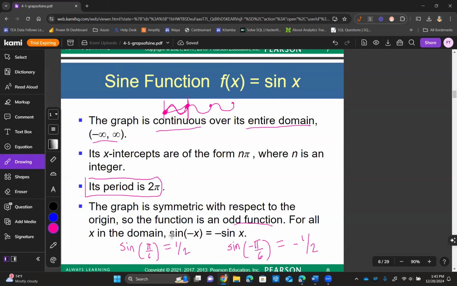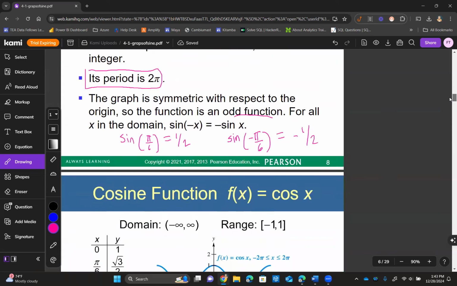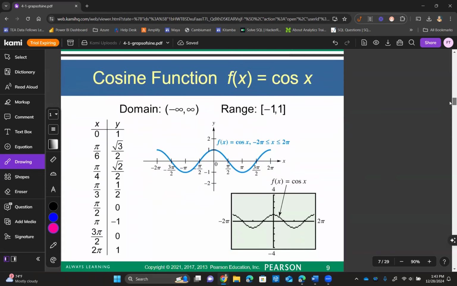That's the definition of the odd function. Sine of pi over 6 is positive 1/2, but sine of negative pi over 6 is negative 1/2. So this will never be a different fraction. It will be the exact same fraction as the positive version, but the sign will change to the opposite. That's what odd function means. And sine is an odd function.